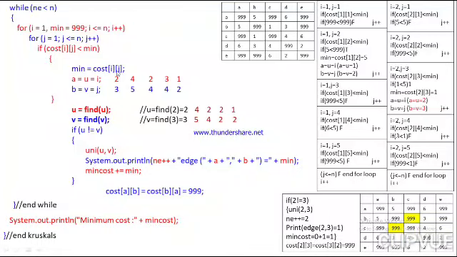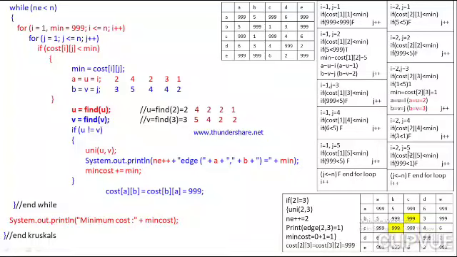Now min is equal to the cost of 2, 3, that is 1, and U is 2, V is 3. A is equal to 2 and V is equal to 3. So that is what we have done here. Again I will increment the I, it is 2 and 4. That means I am checking this 2, 4 entry. 3, is it less than 1? No. Like that I will move here.